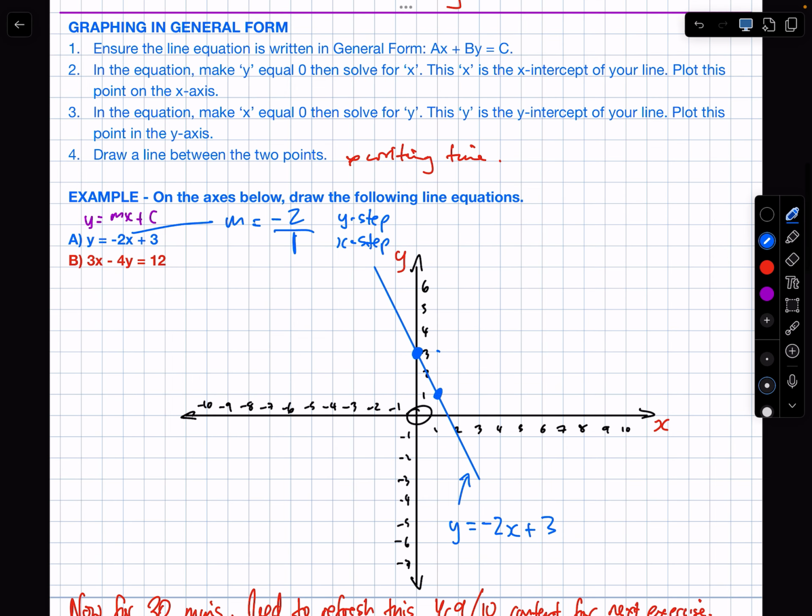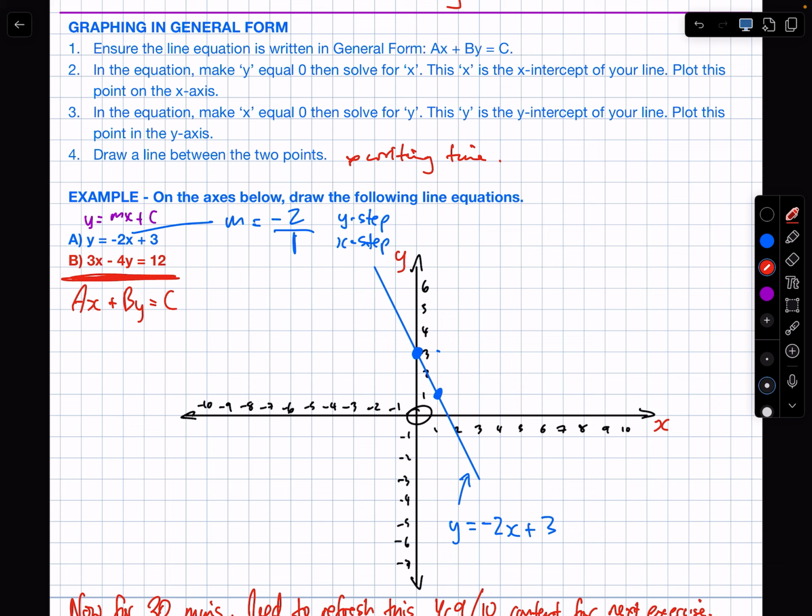So here, this is the equation that I'm trying to draw: 3x take 4y is equal to 12. Is this in general form? Is it ax plus by is equal to c? Is it a number x and a number y equals another number? Yes. So now we do these steps.